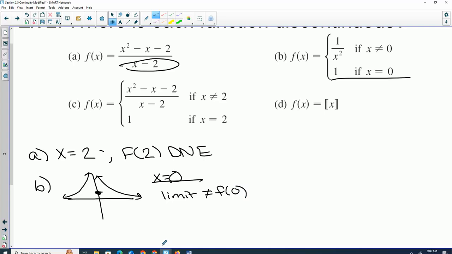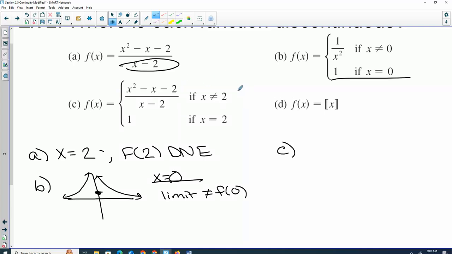Yeah, because it's a 1 over x squared. If it was 1 over x, they would be going opposite ways and the limit wouldn't exist. All right. Let's see. Where do you think that one might not exist? At 2. Why?